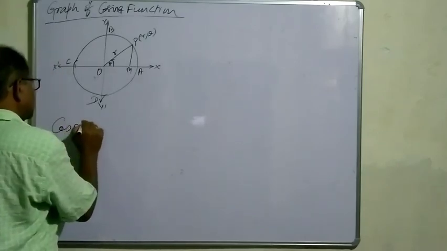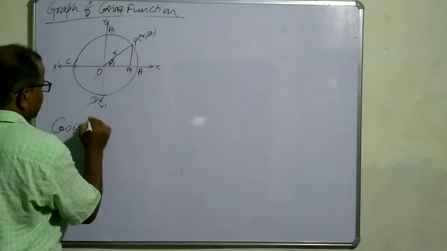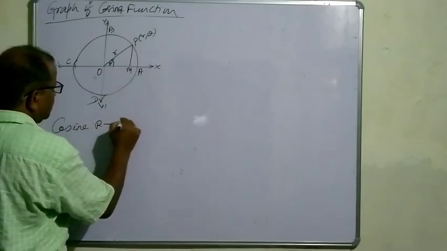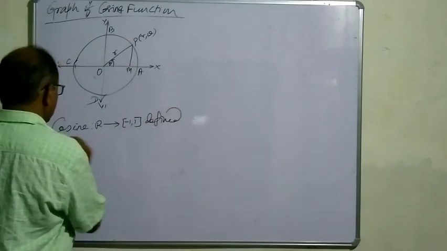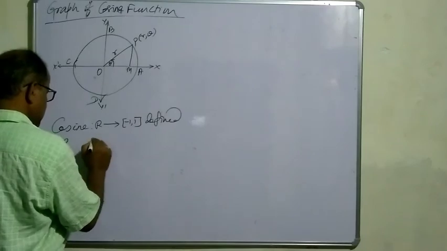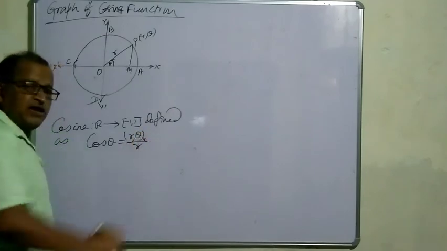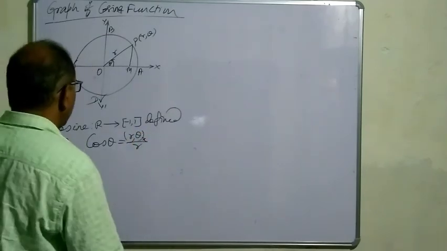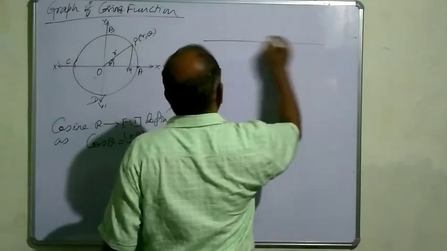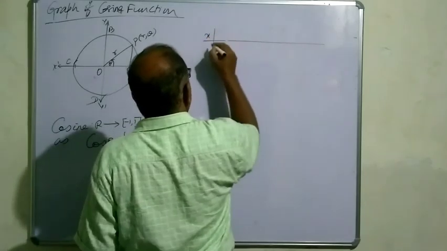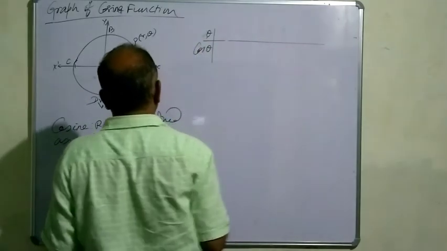So again, cos theta. Cosine is a function from R to the interval minus 1 to 1, defined as cos theta equal to x by r. So what will happen? Here you see at 0, we will take the same points of theta, for cos theta. Just reverse.